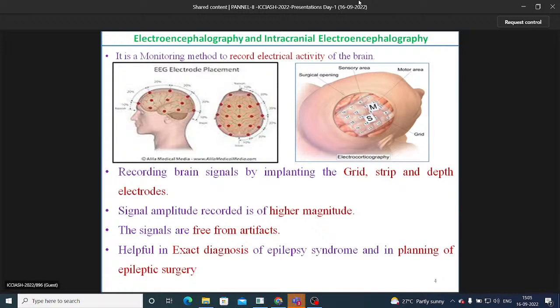The good thing about intracranial electroencephalography is that we get a higher magnitude of signals, and these signals are free from artifacts. Artifacts are the noise that is mainly present in EEG. But in the case of IEEG, the intracranial electroencephalography, it is artifact free, which helps in exact diagnosis and also helps with epileptic seizures.